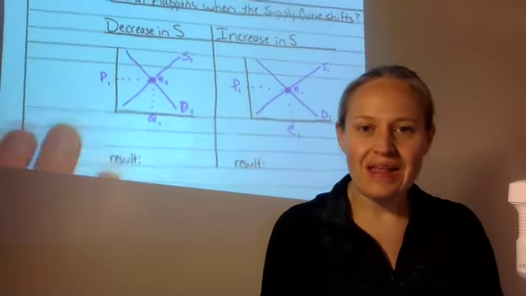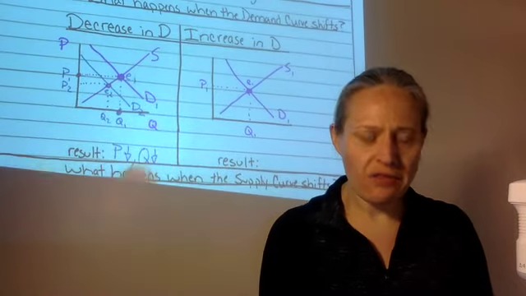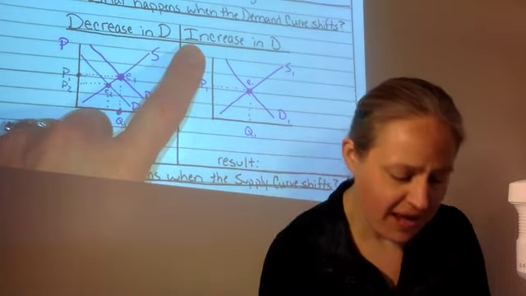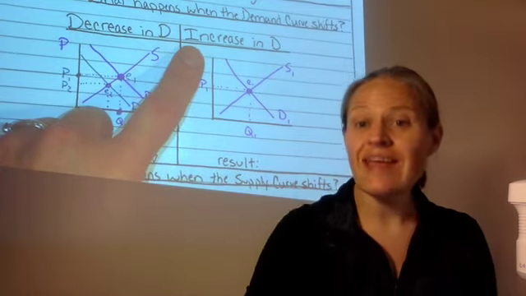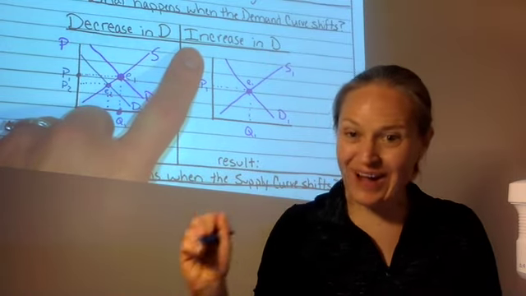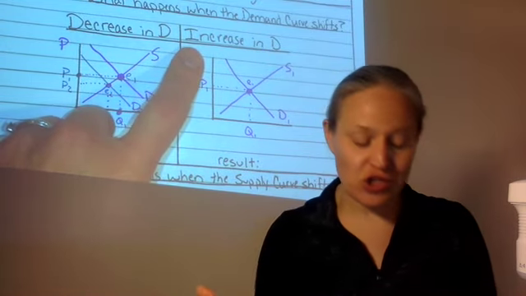Okay, back up here. All right, so it says we're going to draw on an increase in demand, which increase is always a rightward shift. You might be writing that down. Increase is a rightward shift.